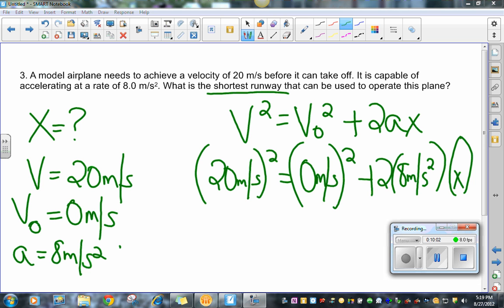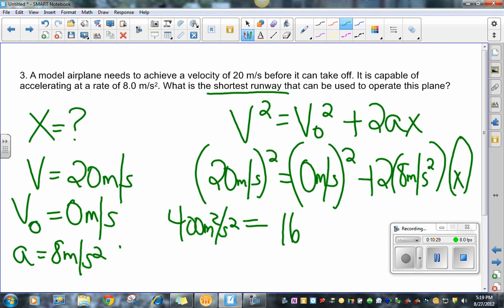Okay, so let's start at the left. Let's do 20 meters per second, squared. On your calculator right now, plug in 20 and then square it. You should get 400 meters squared per second squared, because you've also got to square those units. This 0 cancels out, we don't even need that. But we know 2 times 8 is 16 meters per second squared times the quantity x. That's what we're trying to find.